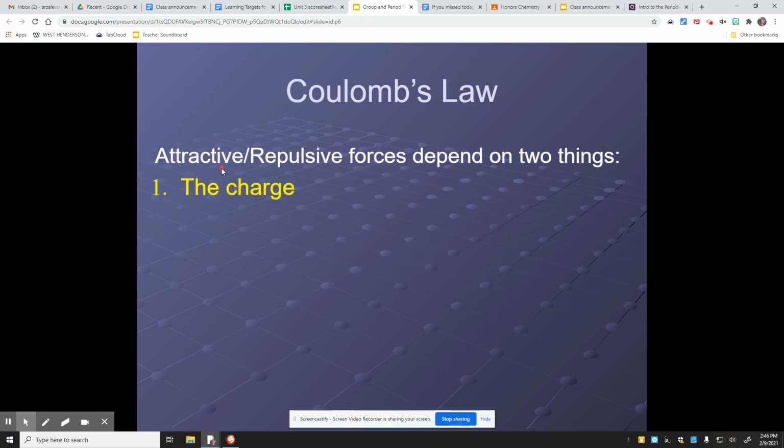Now, Coulomb's law depends on 2 things. The first thing is the charge, and it's what the charge is. If you have 2 of the same charges, they are going to repel, and opposite charges attract. So in the example I gave a second ago, where you have a positive nucleus and negative electrons, those are going to be attracted to each other because they have opposite charges. If we talk about valence electrons in the same energy level, they both have negative charges and they are going to repel each other.